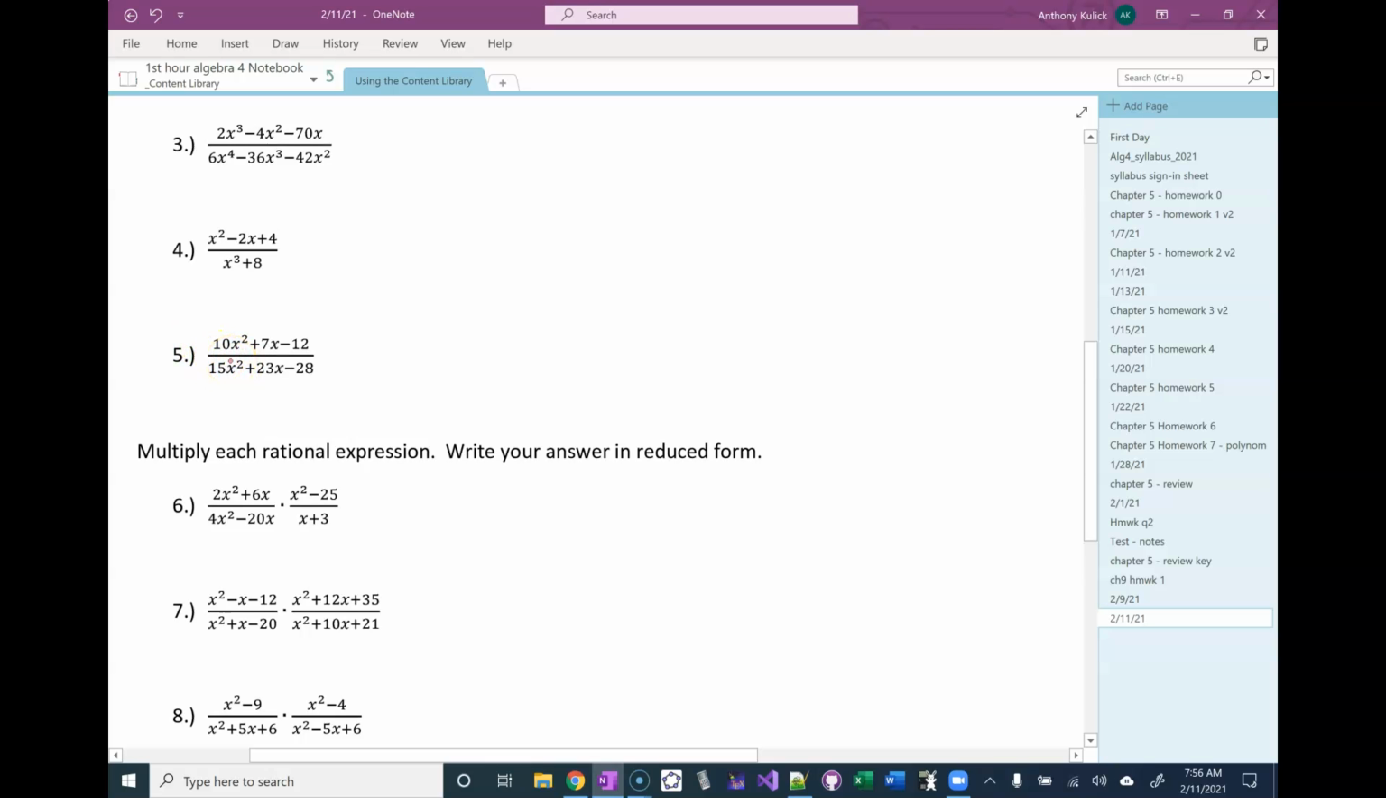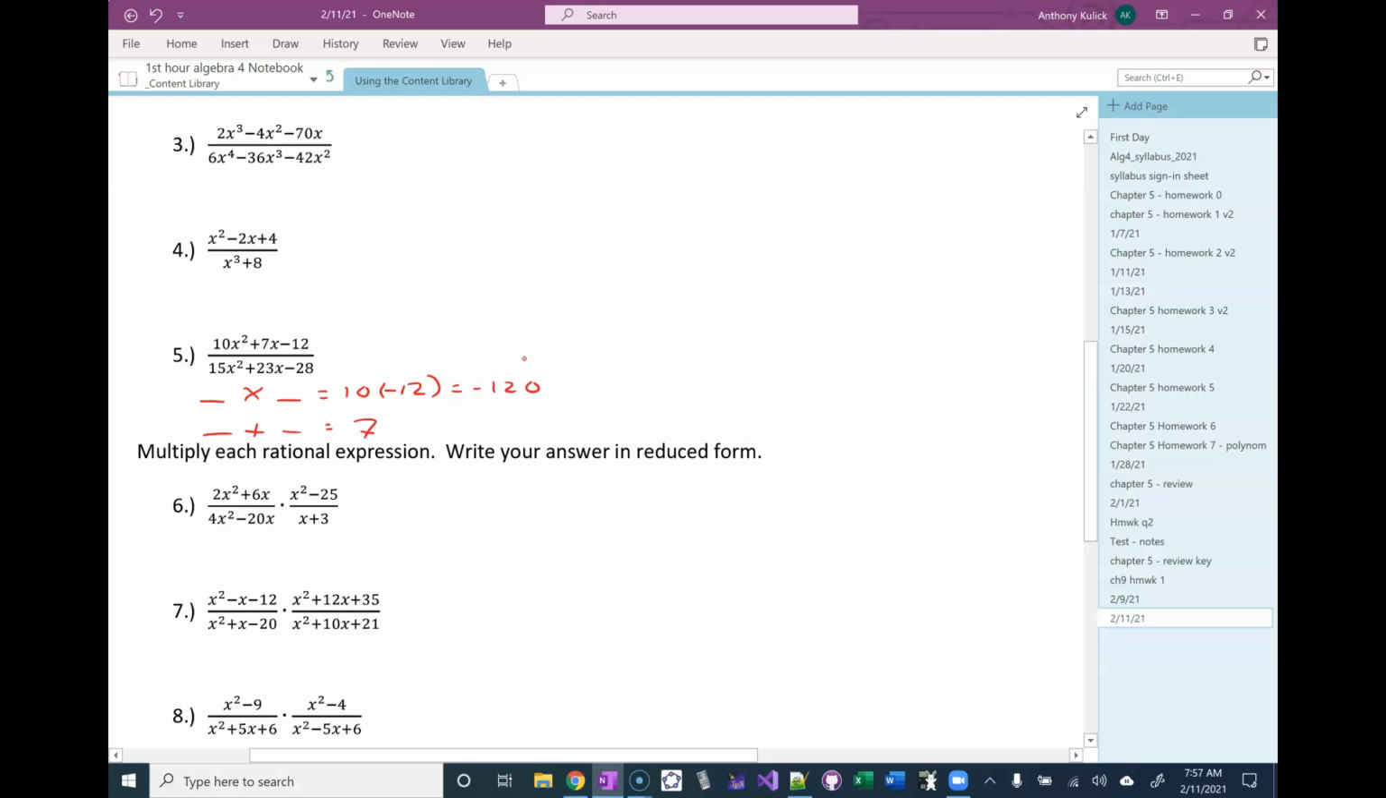Like the previous problem, I noticed right away that the polynomials I have, the leading coefficient isn't 1. And if I look at each of them, neither polynomial has a greatest common factor. So I am going to have to do that long factoring method again. For the first one, I'm going to start by finding the two things that multiply to give me 10 times negative 12, which is negative 120, and add to give me 7.